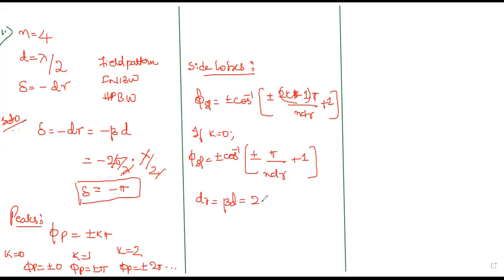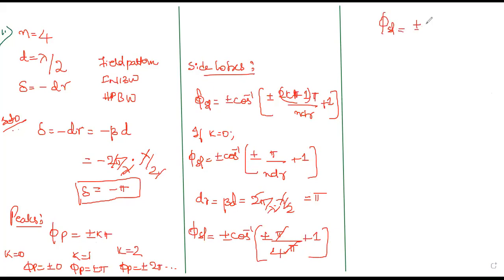It is beta d, so it is 2 pi by lambda into lambda by 2. It is given in the question. You have pi, so substitute it. Phi SL is equal to plus or minus cos inverse of plus or minus pi by n. The d r value is pi plus 1. So pi and pi get cancelled. So you will have the equation phi SL is equal to plus or minus cos inverse of 1 plus or minus 1 by 4.